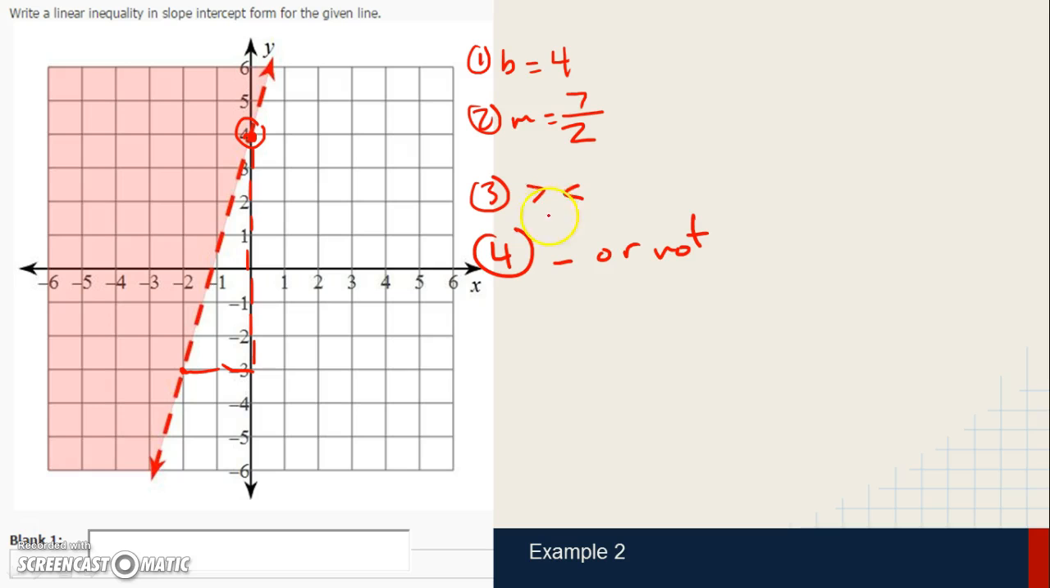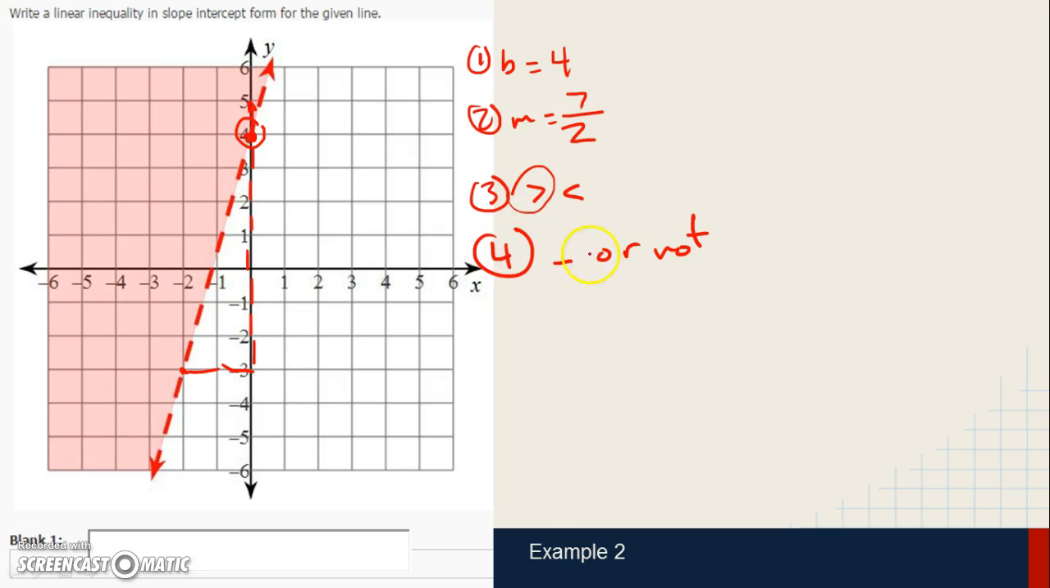Now we can begin to decide if it's above the line or below the line. The easiest way to tell is to begin here at the 4 and to move to the shaded area. I moved up to the shaded area. It is above the line. So I know if it's above the line that these values are greater than the equation. So I'm going to use a greater than sign.